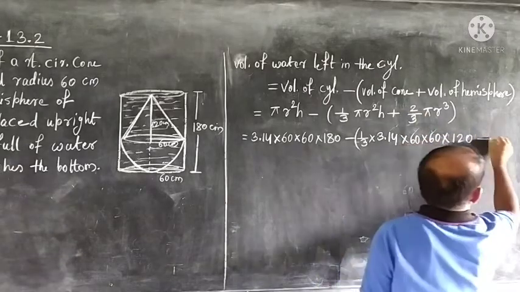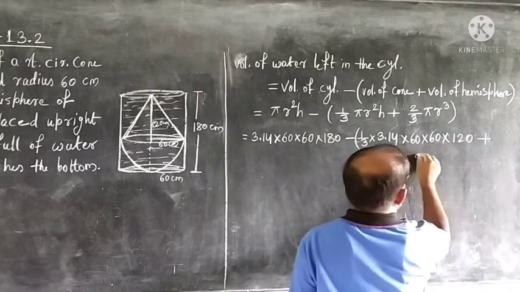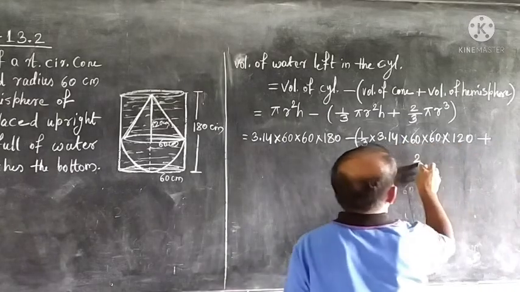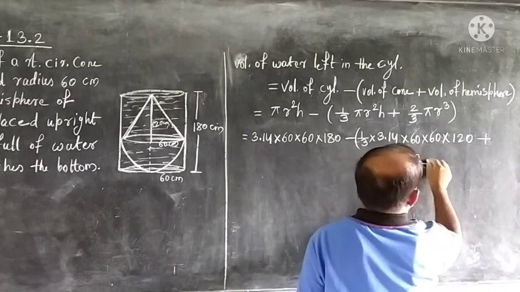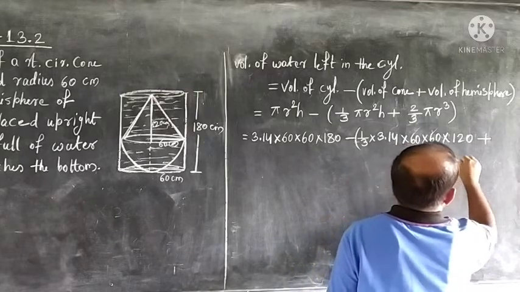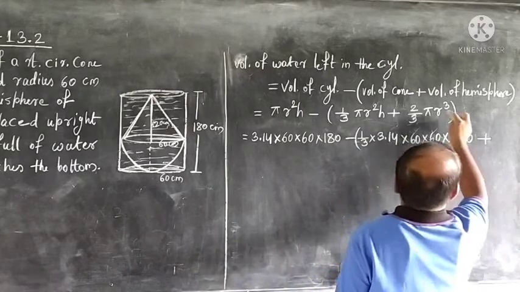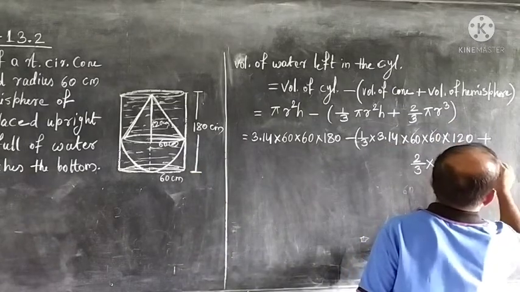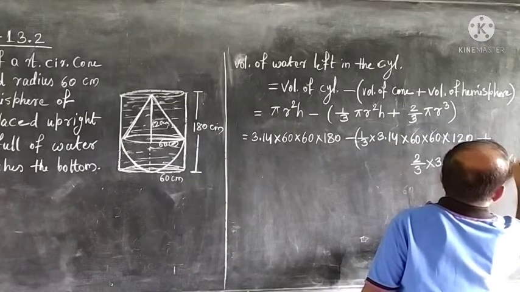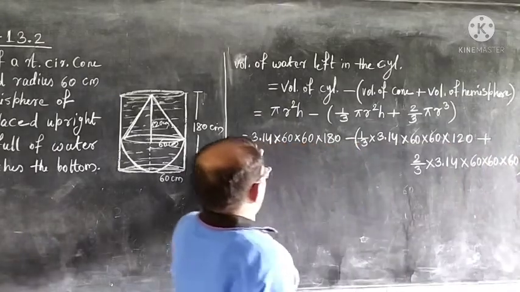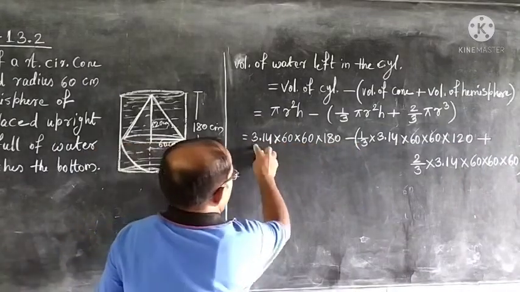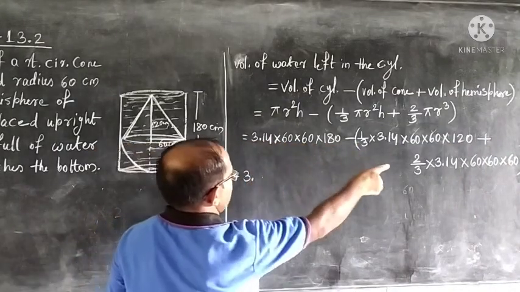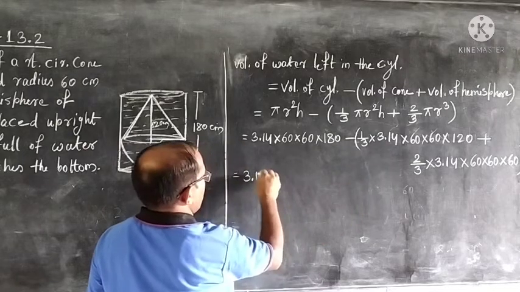Then plus 2 by 3 pi, 3.14, into radius of hemisphere, which is also 60. So, cube is there, so 60 into 60 into 60. We first see inside the bracket, then we will do the work for this part.